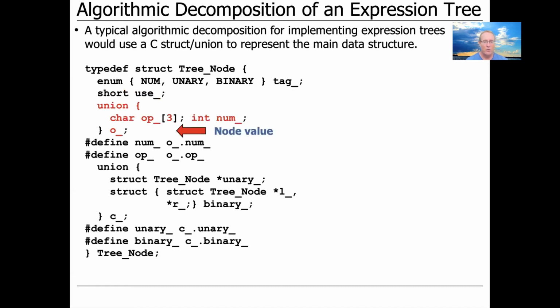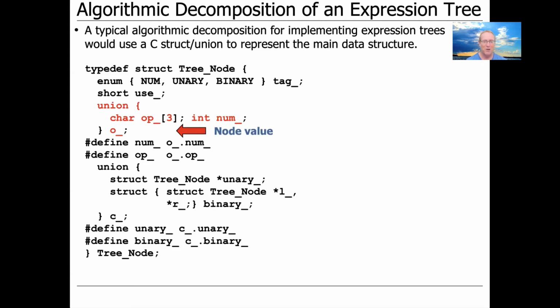The next thing we're going to do is make a union that will have different contents depending on whether we are a num node or a unary or a binary node. As you're probably aware, a union is basically like a struct where all the fields, or all the data members, have offset 0.